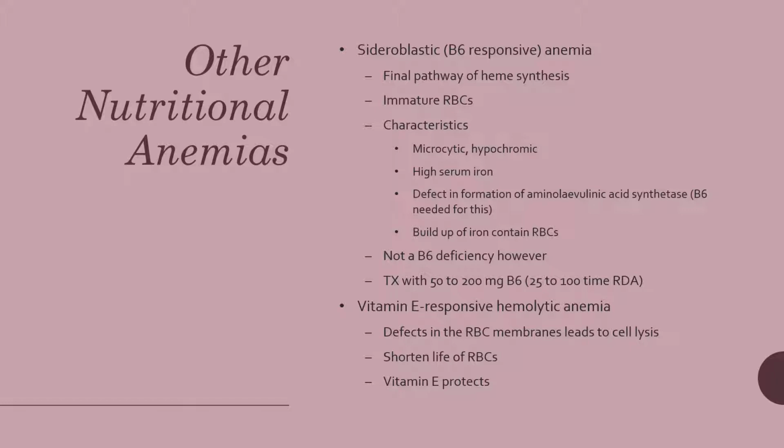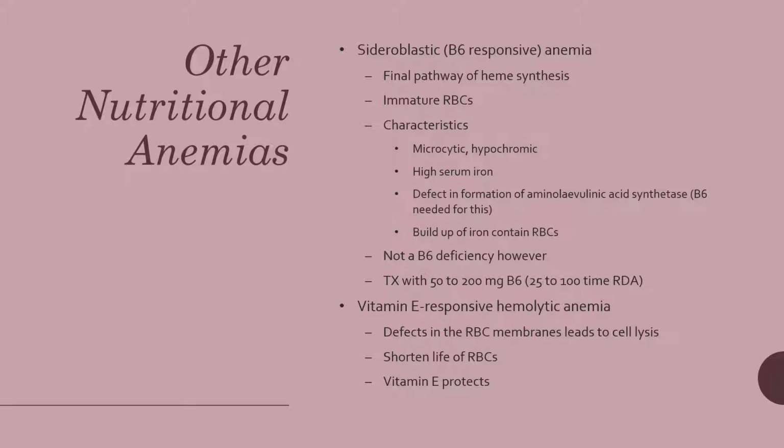This isn't a true B6 deficiency in the diet, but we will find that administering some significant doses of B6, between 50 to 200 milligrams of B6, which is 25 to 100 times the RDA. But somehow this kind of mass flooding of B6 overrides or fixes in part the enzyme defect, and so we will see that this anemia will actually respond. Hence it's B6 responsive anemia, even though the diet may be more than adequate in vitamin B6.